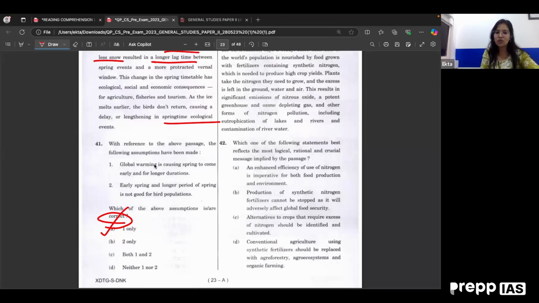ठीक है. For instance, over here the first statement is affirmative. Yes, this is true, according to the passage it is causing spring to become early and for longer durations. ठीक है, ये हो सकती है, करेक्ट है, बट मुझे श्योर होकर टिक करना है एक ऑप्शन, राइट? Then what I do is I go to statement second. Early spring and longer period of spring is not good for bird population.